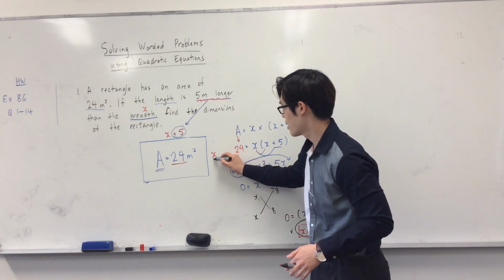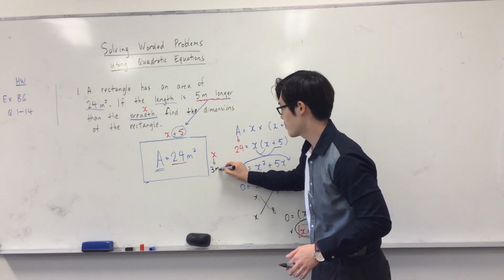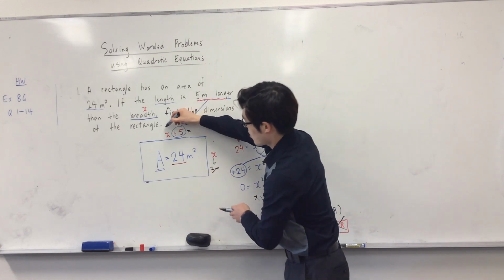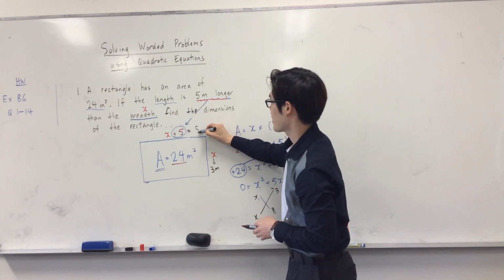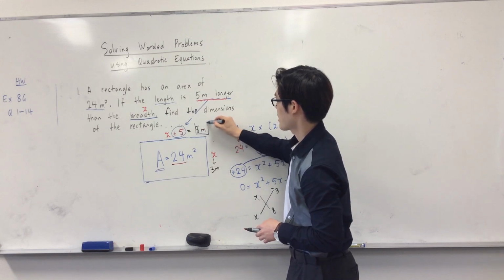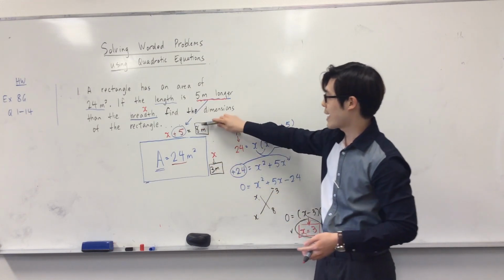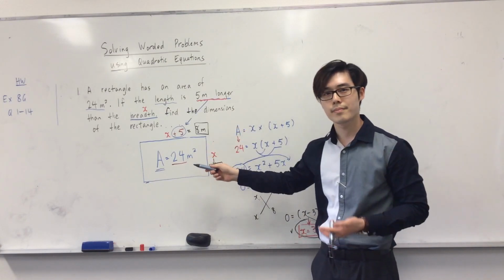So the breadth is 3 meters. Then the length must be 3 plus 5. That's 8 meters. So those are your answers, and that's the dimensions of the rectangle. And as you can see, if you do 8 times 3, that is 24.